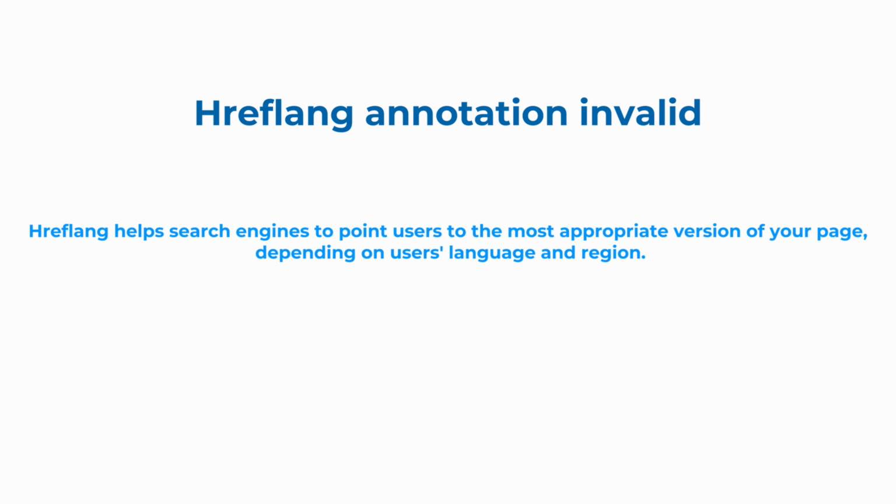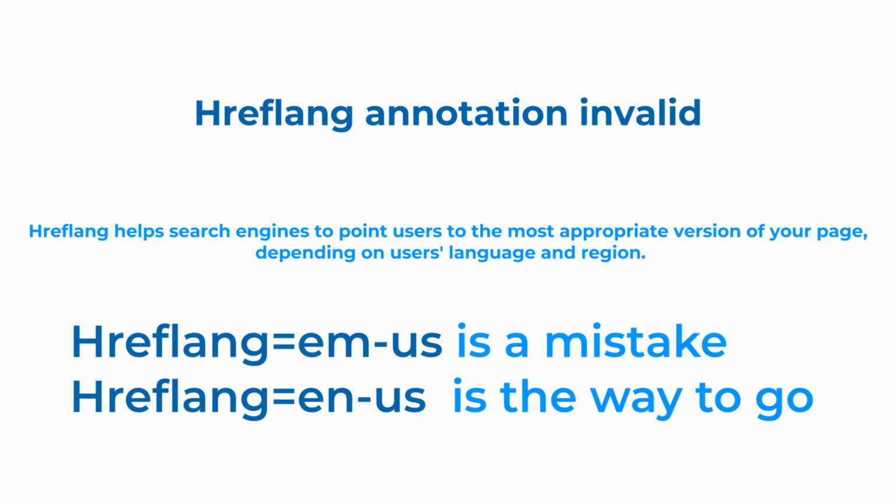So Hreflang helps search engines to point users to the most appropriate version of your page, depending on the user's language and region. If you made a mistake in formatting or a typo, it's better to fix it by checking the code of the marked page and seeing if the country code correctly corresponds to the official list of language codes for Hreflang.